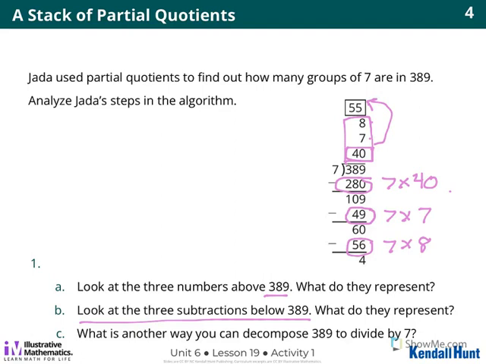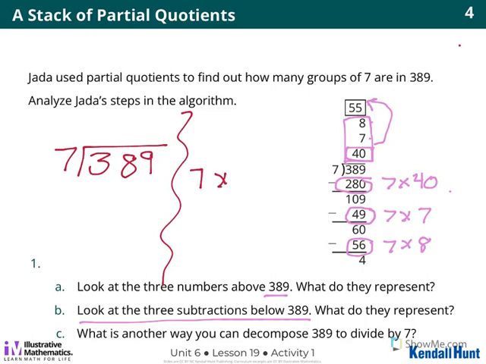Okay. So looking at this, you guys, this looks like a strategy I know called repeated subtraction. Basically it's the same as Big 7, just written differently. So what I'm doing is looking at 7 going into 389, and I used to call this a helper problem. 7 times what number gets me close to 389? What number would get me close?